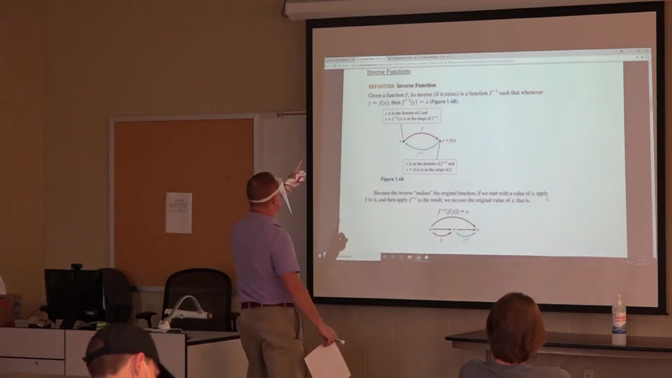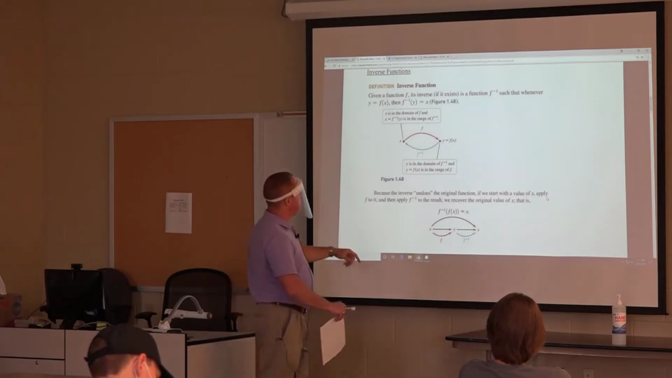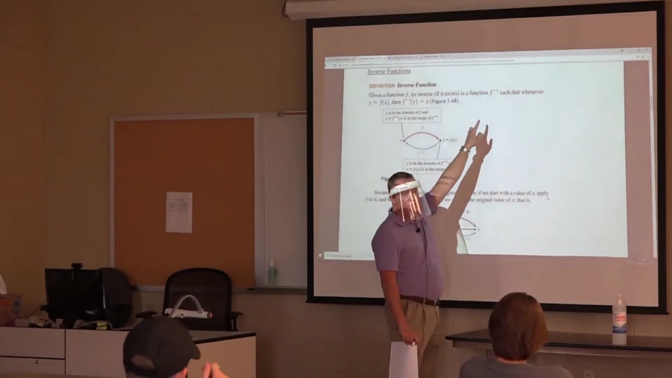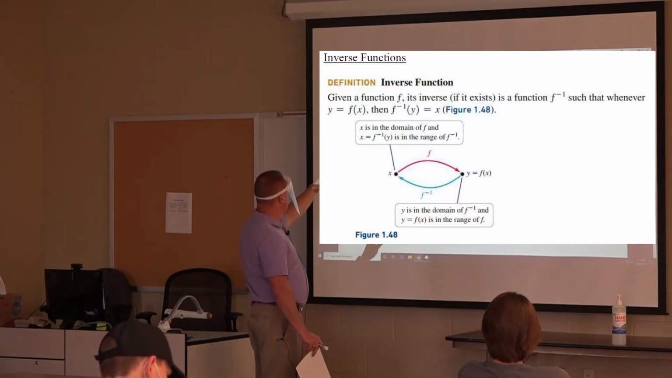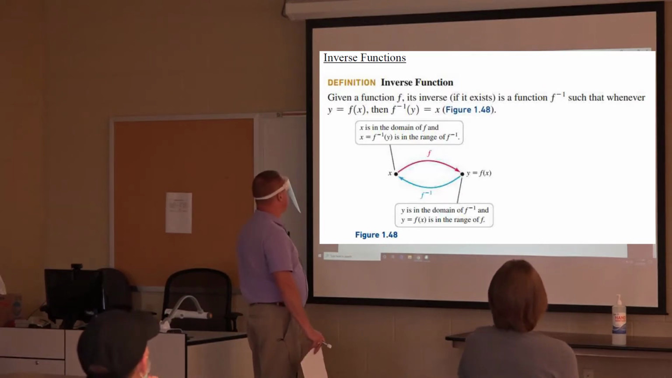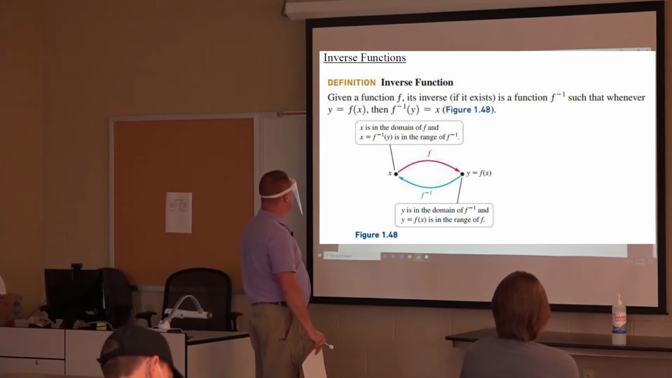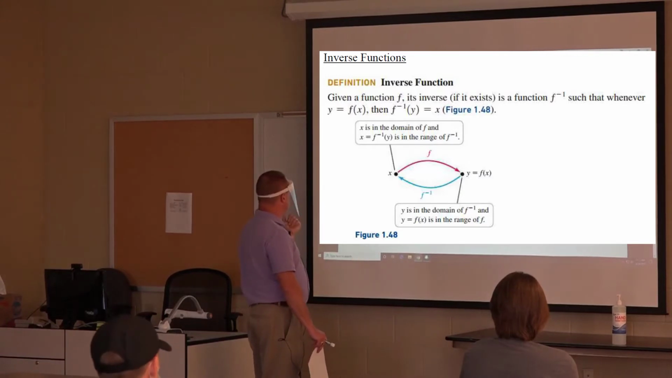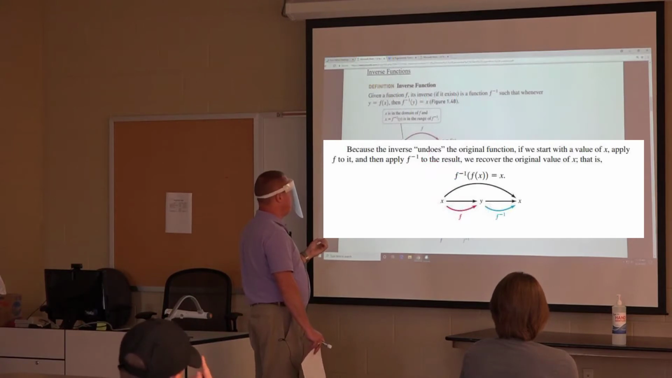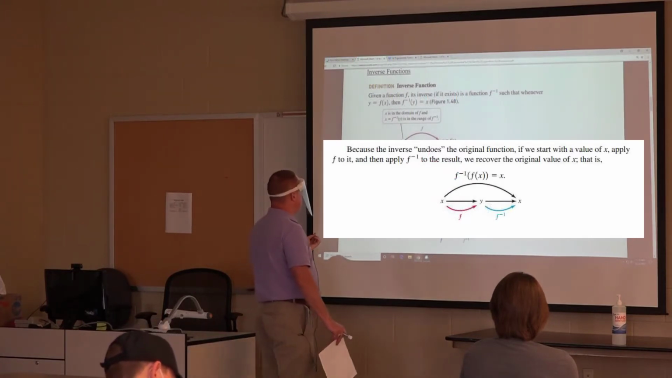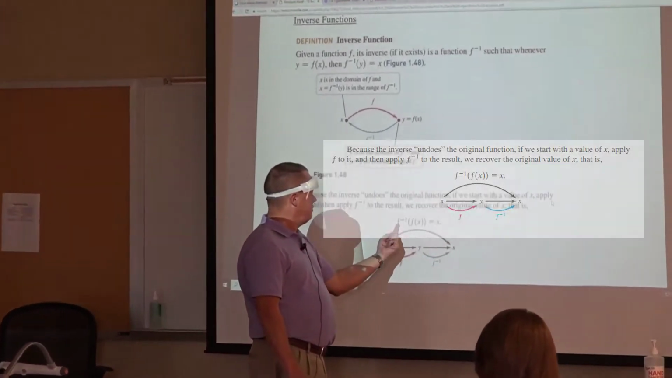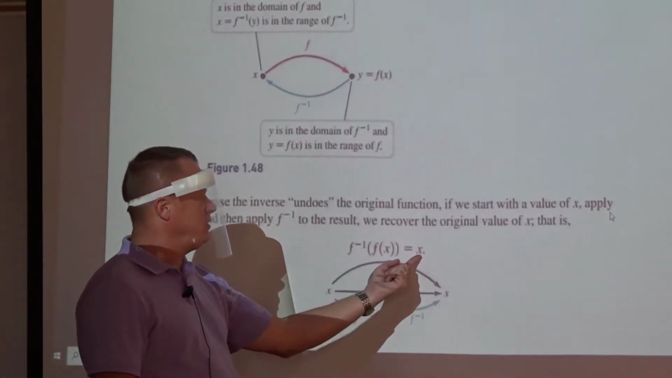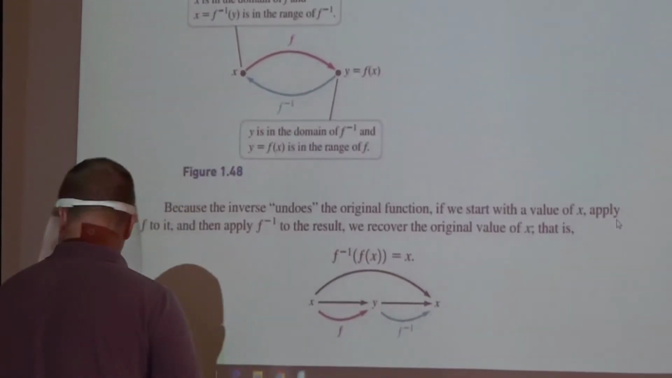So given a function f, its inverse is, this is the notation, the little -1 symbol, such that whenever y equals f of x, then the inverse of y is actually equal to x. All right, and then I go through this a little bit. Because the inverse undoes the original function, if we start with the value of x and apply f to it, then apply the inverse of f to the result, we recover the original value. So if you take the inverse of f of x, you just get the value you plugged in to start with, x.